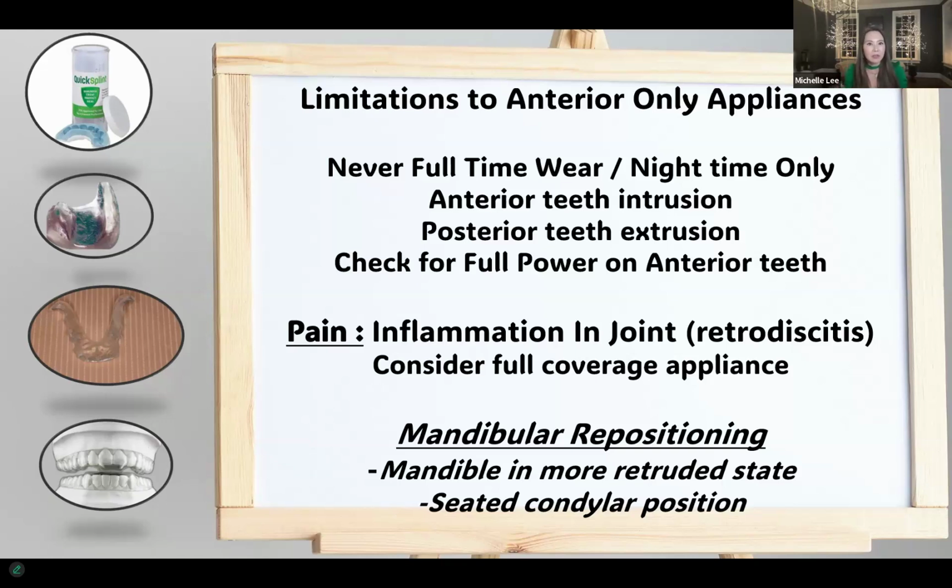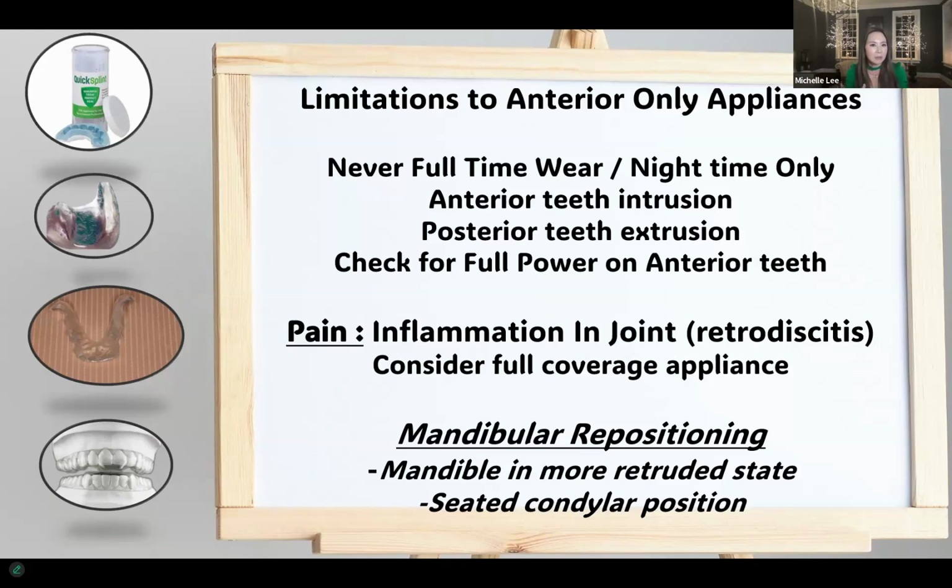And also, if you have an anterior only appliance in for the patient and the patient reports pain, you want to consider a different appliance, because our working diagnosis would include inflammation in the joint, or retrodiscitis, or some type of inflammation. We want to consider a different appliance. And in my practice and in my hands, I would consider going to a full coverage appliance that will support the joints and the muscles.